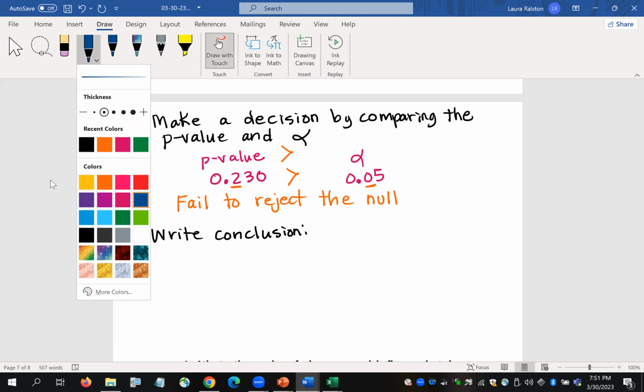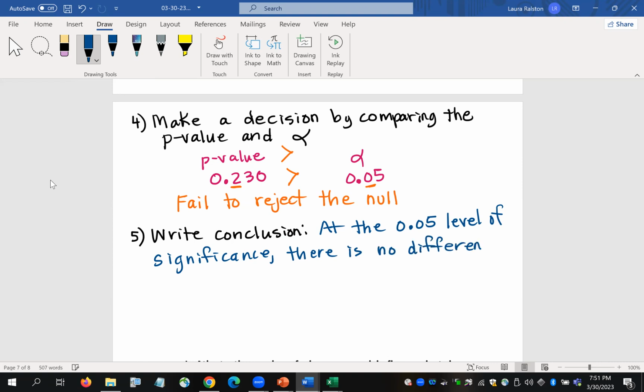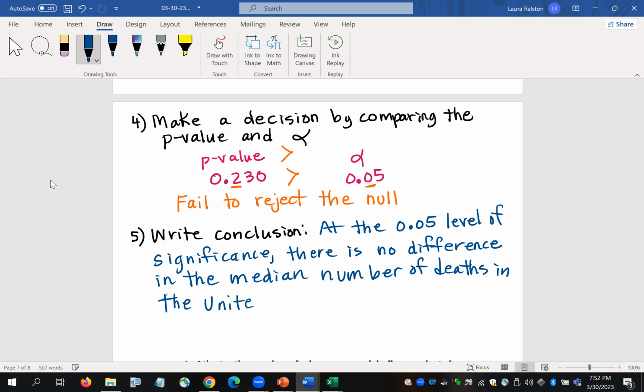Again, you always include your significance level. So we would say at the 0.05 level of significance, there is no difference in the median number of deaths in the United States due to severe weather.